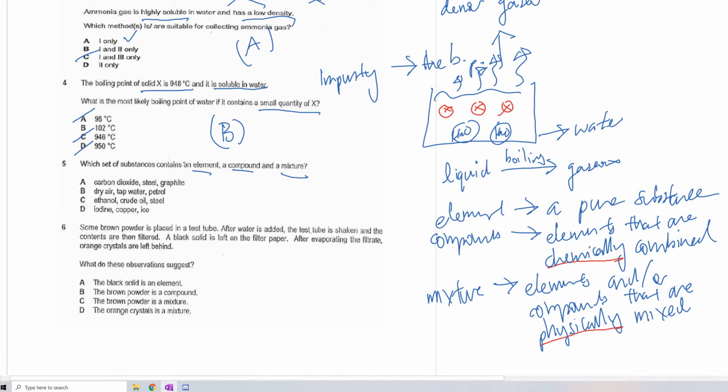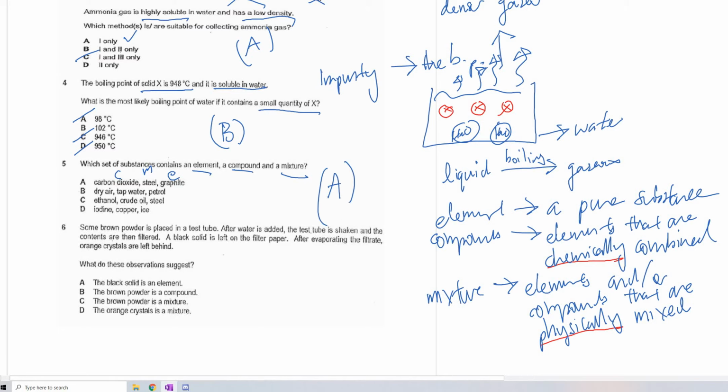We have carbon dioxide. Carbon dioxide is a compound, CO2. Steel is an alloy of iron. This is a mixture. Graphite. Graphite is an allotrope of carbon, so it is an element. Alright, so technically option A is the answer. Let's take a look at option B.